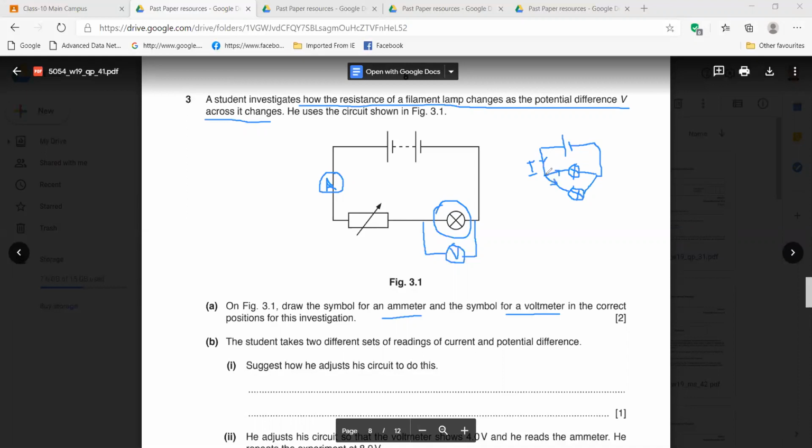Branches. Here it divides equally, right? It depends. If the resistance, like here, the filament lamps, are identical, then the current will be divided equally. But if you are getting different things, one has 10 ohms and another one is 20 ohms, then the 20 ohms will get less current. If the resistance is more, the current will be less.